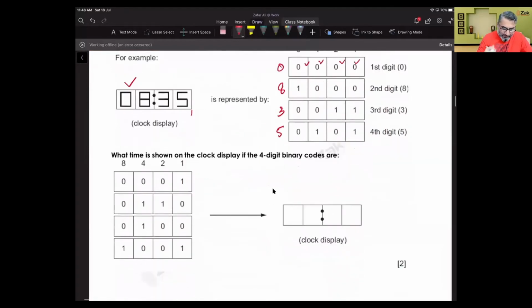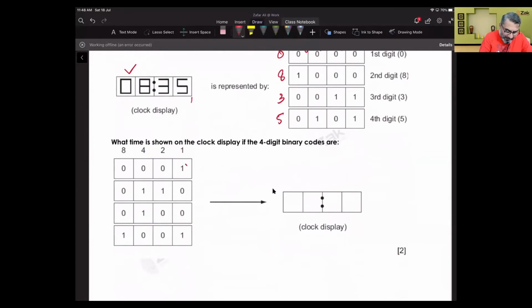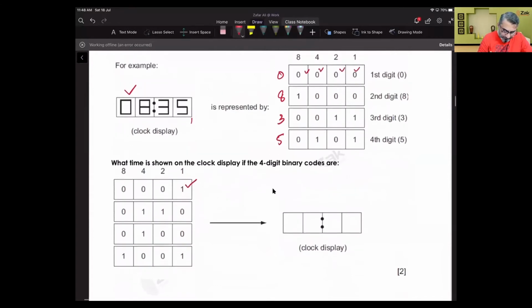So similarly, if we go this way, this would be 1. This would be 2 plus 4, 6. This would be 1, 2, 4, and this would be 8 plus 1, 9. So this would be 1649. All right, so this is 1649. The time is shown this way.